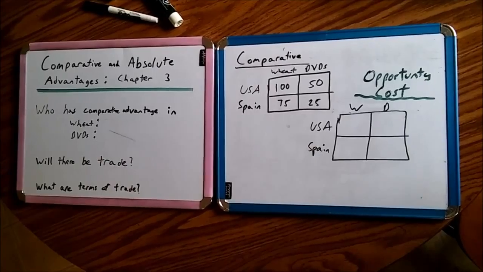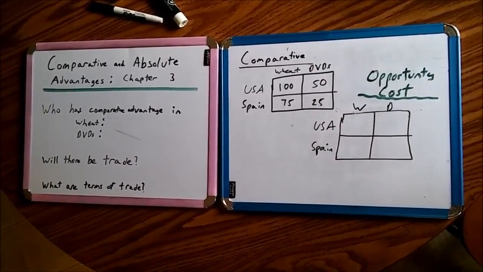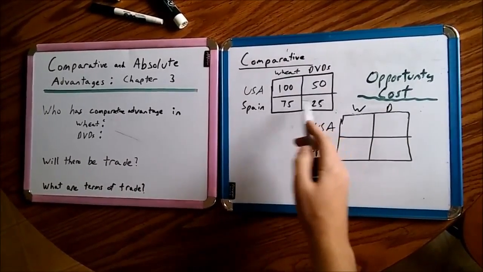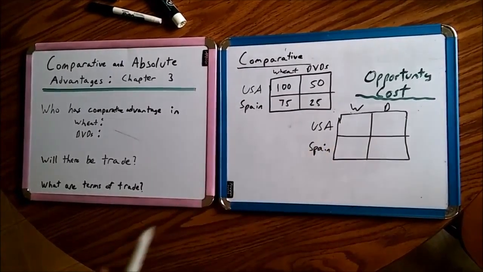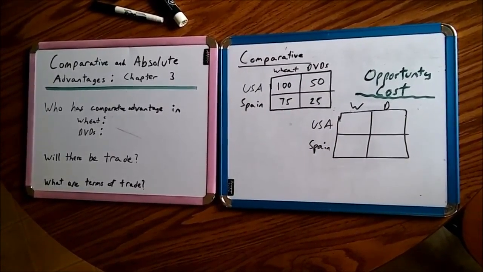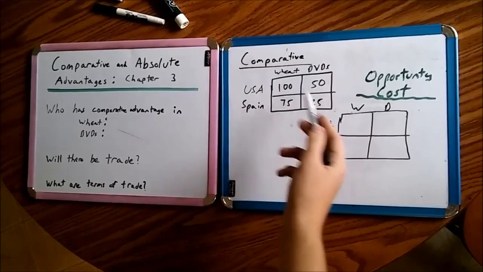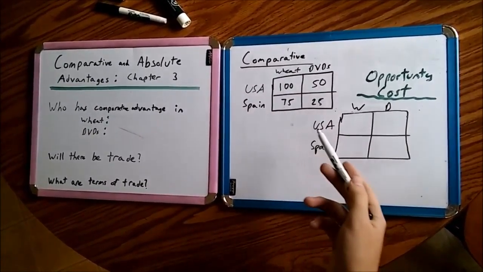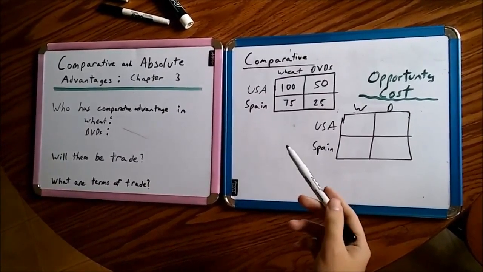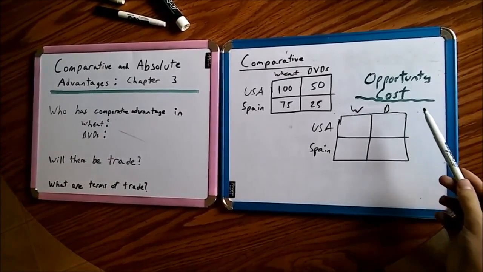Now for comparative advantage. We're going to use the same example that we did before, with 100 and 50 for the US and 75 and 25 for Spain. In comparative advantage, we no longer are going to use this table and specifically the numbers that we're going to look at. Instead, what we're going to compute is each country's opportunity cost.